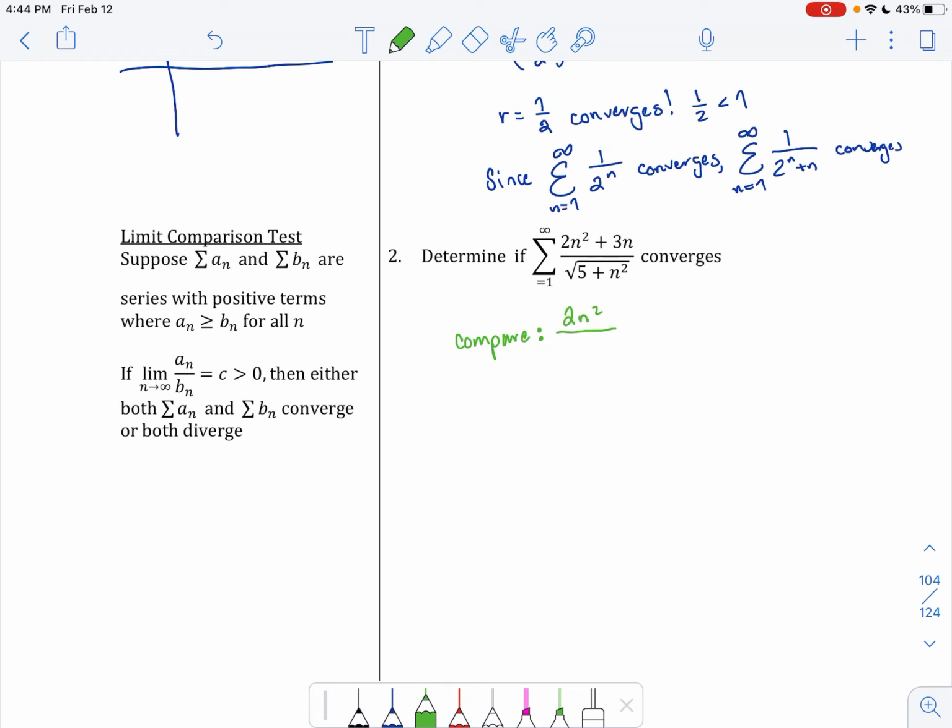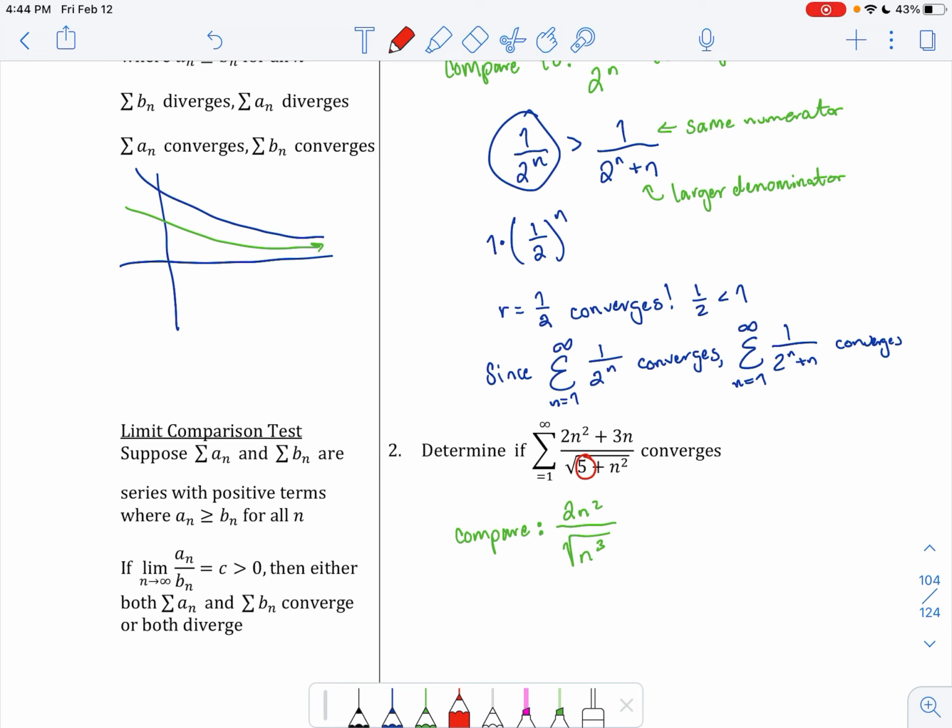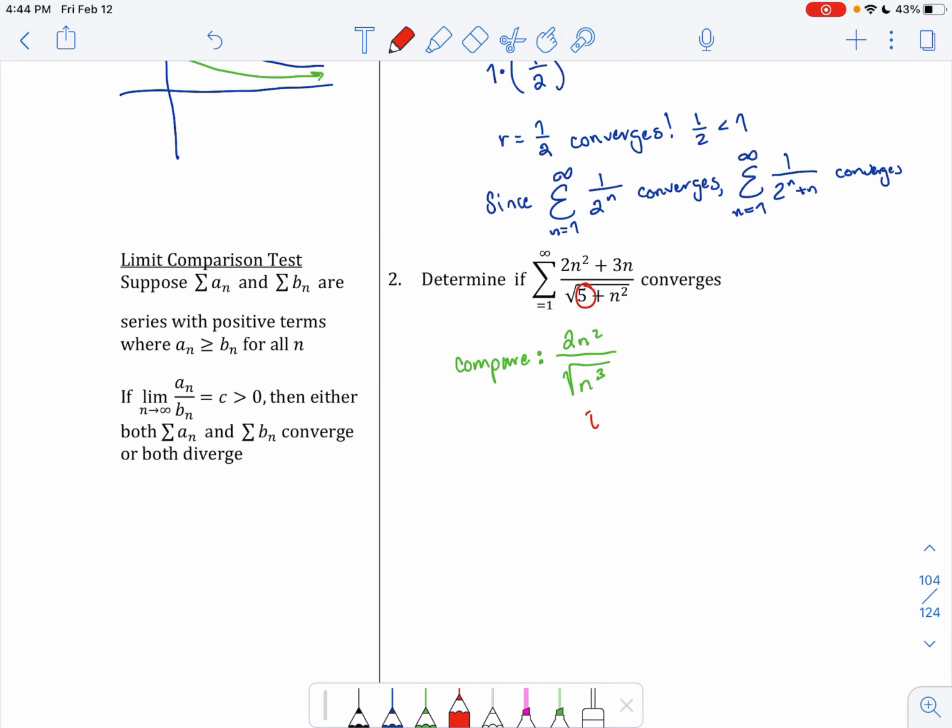So 2n squared over root, and then instead of n squared, I'm going to go with n to the third. The reason for that is, I know this has plus 5, but remember, I want to be able to do an easier comparison like this. So in this case, I'm going to have a bigger denominator, just like what we saw in number 1, and since I took away 3n, I have a smaller numerator. So sometimes you change both. And what this means is that this fraction is going to be less than the original.